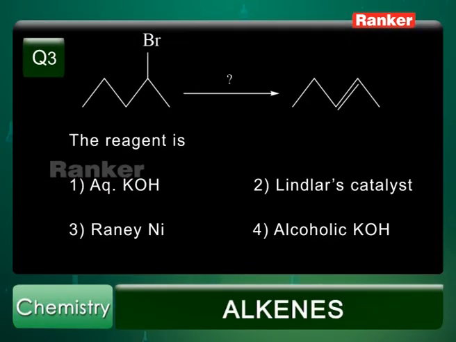Question number 3. Look at the equation. You have 2-bromopentane and it is being treated with some reagent and you are getting 2-pentene as a major product, and we are asked to find out what is the reagent used for the equation. Aqueous KOH is first option, second option is Lindlar's catalyst, Raney nickel is third option, and fourth option is alcoholic KOH. The correct answer is alcoholic KOH because the reaction is dehydrohalogenation. So, the correct answer is the fourth option, alcoholic KOH.